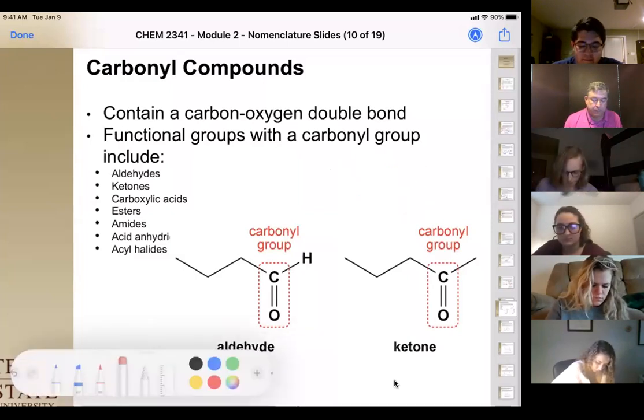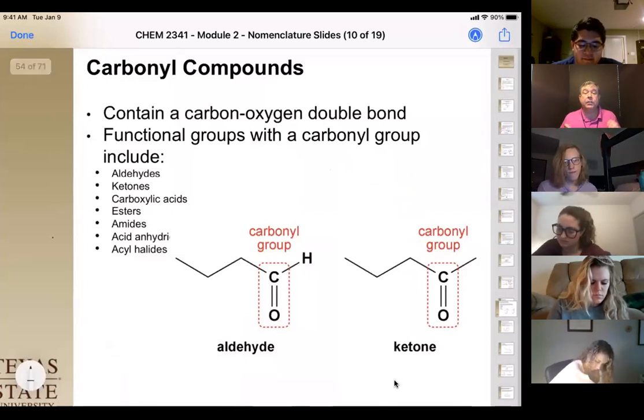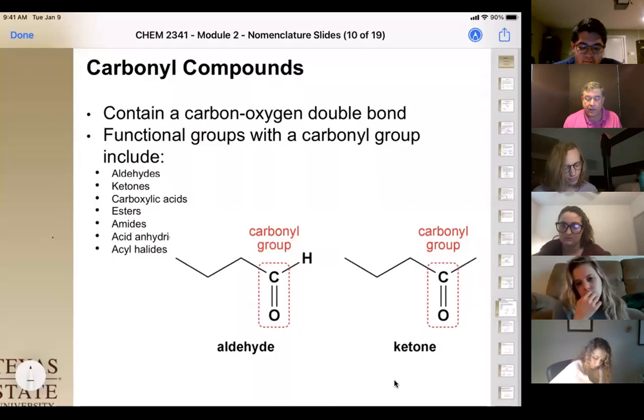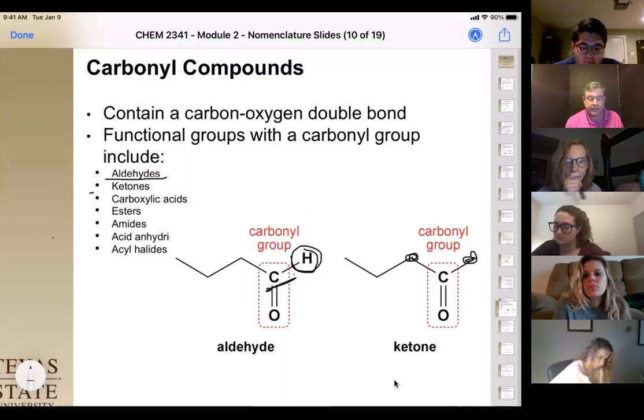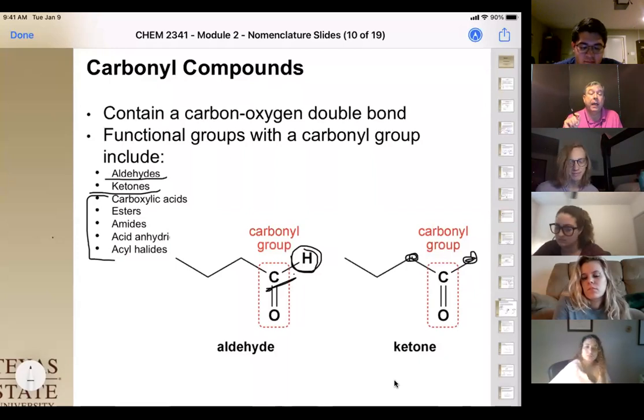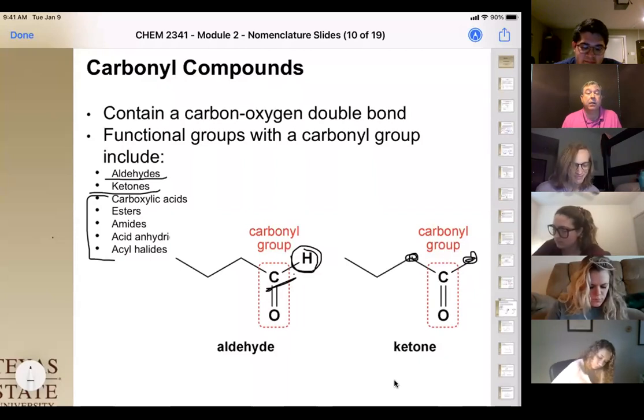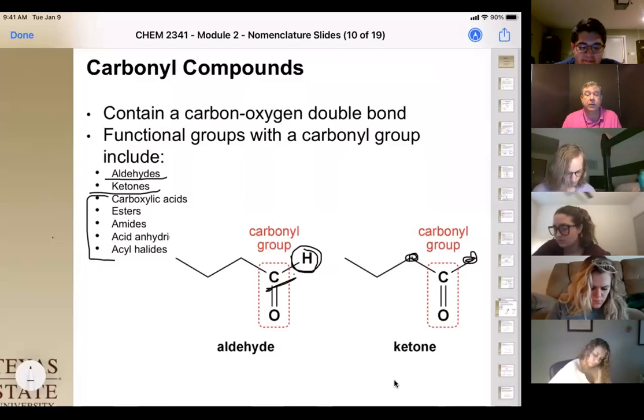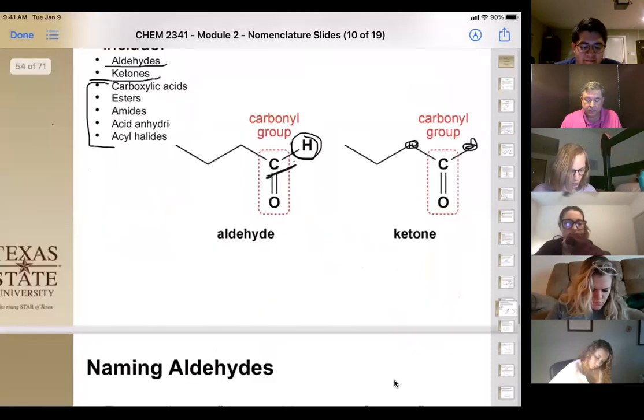Now, they're broken up into a bunch of different classes based on what's attached to the carbonyl. Okay, so if you have one hydrogen or more attached to the carbonyl, you have what we call an aldehyde. If you have two carbons attached to it, that's a ketone. Now, all these other ones are a carbonyl with an electronegative atom attached to it, an oxygen, a nitrogen, etc. Okay, or a halogen. So all of those other functional groups are denoted by the fact that it's not carbon or hydrogen. Okay, so aldehydes have at least one hydrogen on the carbonyl. Ketones have two carbons on the carbonyl. All right, so let's go into that in a little more detail.